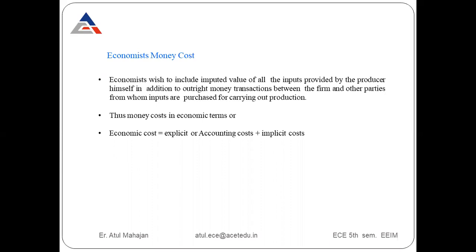Thus, the money cost in economic terms, the economic cost, is equal to explicit or the accounting cost plus your implicit cost. Explicit or the accounting cost plus your implicit cost will give you the economic cost. Okay, so actual what we are spending counts and what is the additional cost to that. That is your economist money cost.